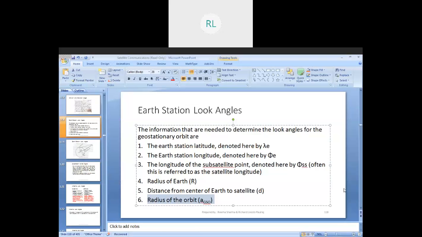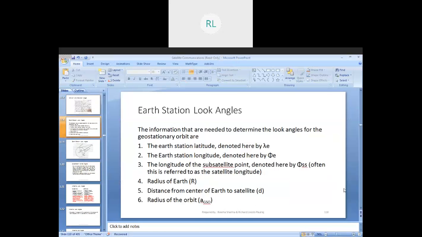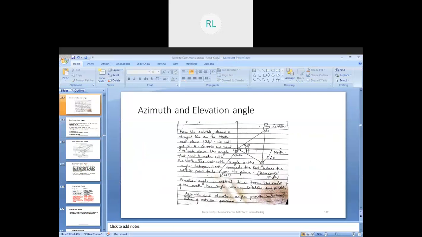Okay, so these are actually needed for calculating our look angles. Now, why is it so necessary? So that we can position them in such a way that we get to know what is the angle that gets created with the center of the earth, and we can also find out exactly how much angle it's creating between north and eastern plane.